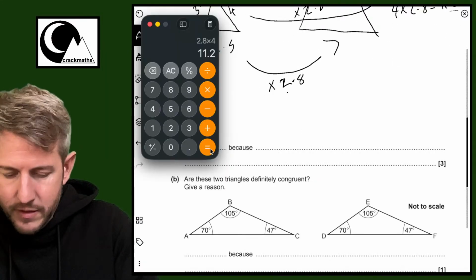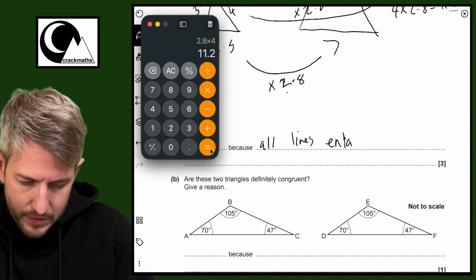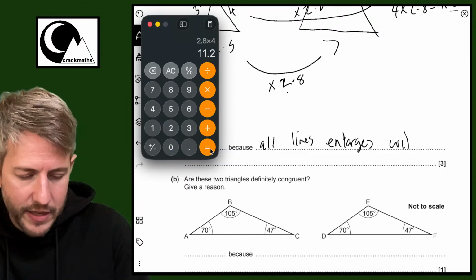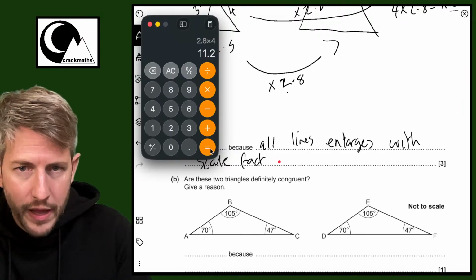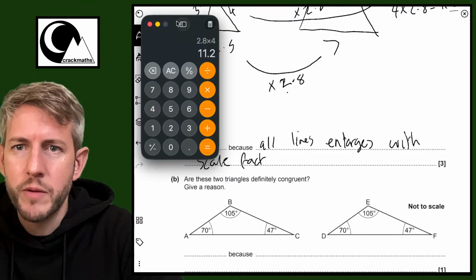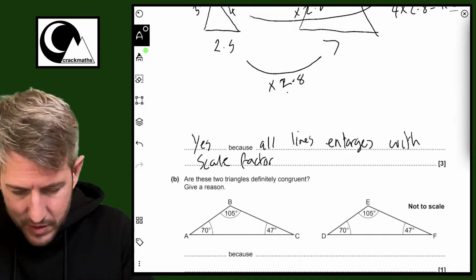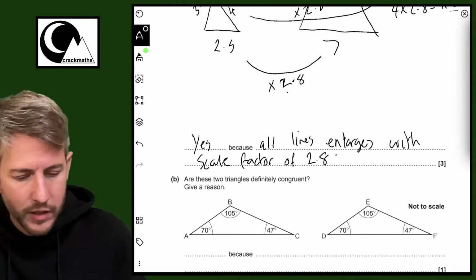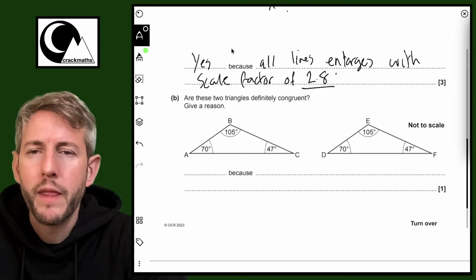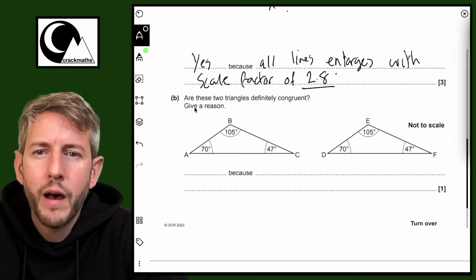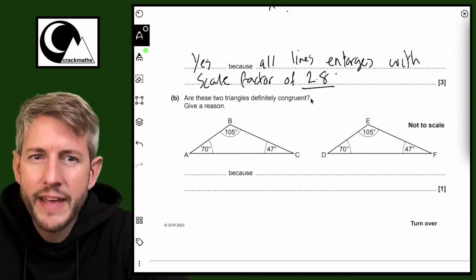So yes, all lines enlarged with a scale factor of, let me move the calculator, sorry about that. So here we go. Yes, all lines have been enlarged with a scale factor of 2.8. Okay, so there we go. Right, let's have a look at B. So B says, are these two triangles definitely congruent? Give a reason.